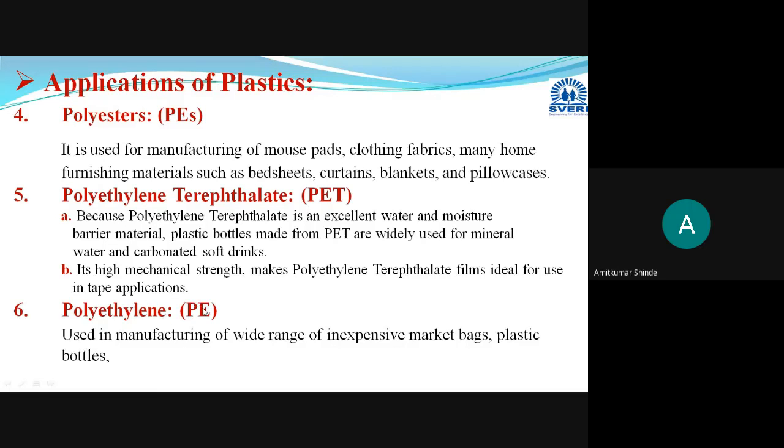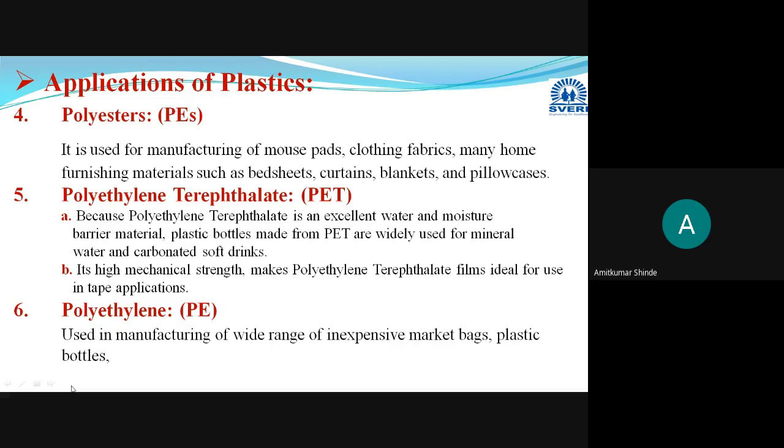This polyethylene will be indicated by the letters PE. Now this polyethylene will be used in the manufacturing of inexpensive market bags, then some plastic bottles which are of very low cost will be manufactured with the help of this polyethylene.